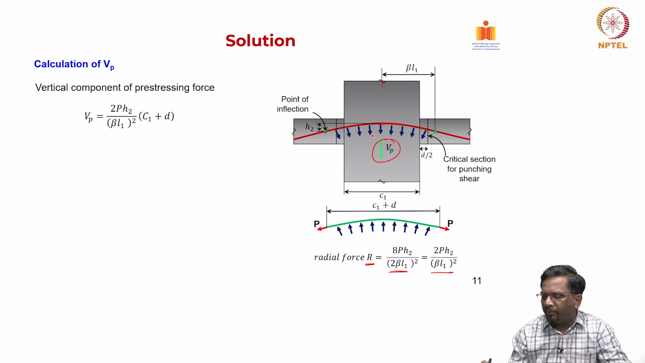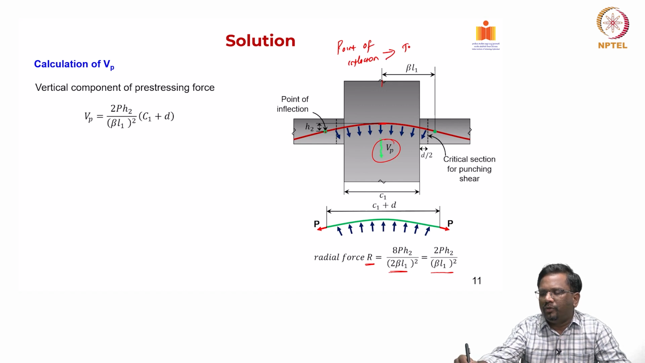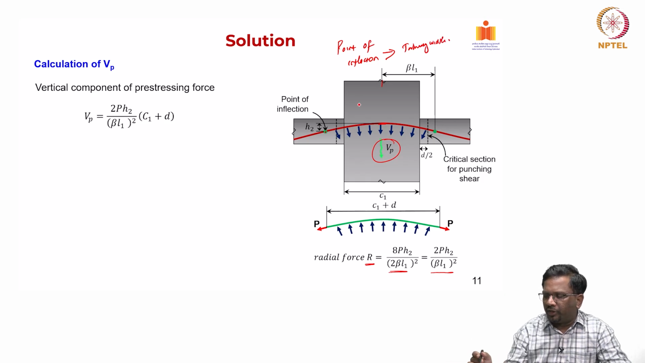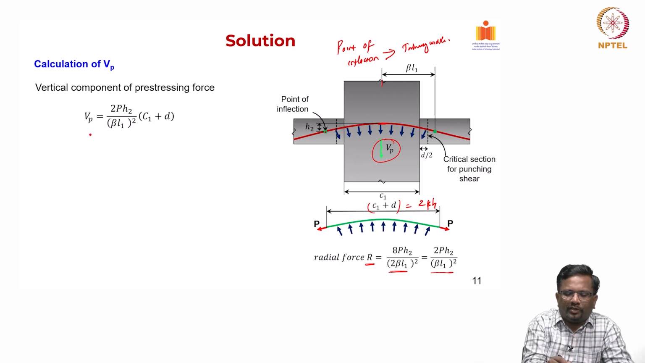Now, I have to sum them up over the distances. Typically what we do is, this point of inflection in the cable profile, we try to keep it close to the tributary width. That is the reason 2 into beta L1 is equal to C1 plus D. So, this C1 plus D is 2 into beta L1, because we try to keep the point of inflection close to that of your tributary width, right. It can be different as well, but in this case we are taking it like this. So, anyway, the vertical component of the pre-stressing is this.